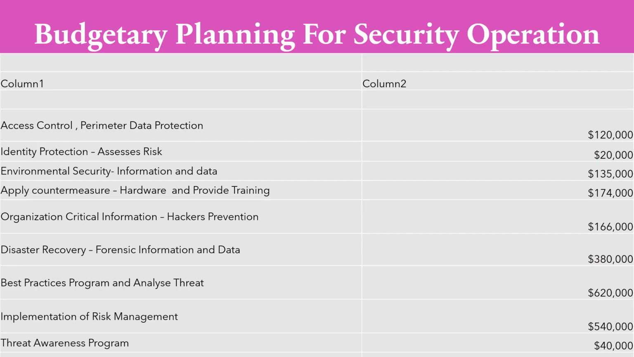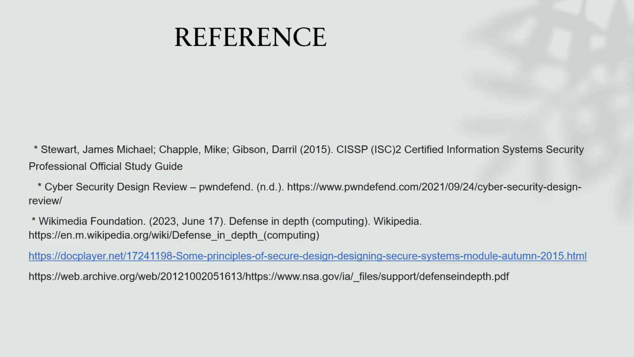On this slide, we have the budgetary plan for security operations. We have column 1 and 2. Column 1 gives us the details of the budgets, and column 2 gives us the amount to be used and the total spent.